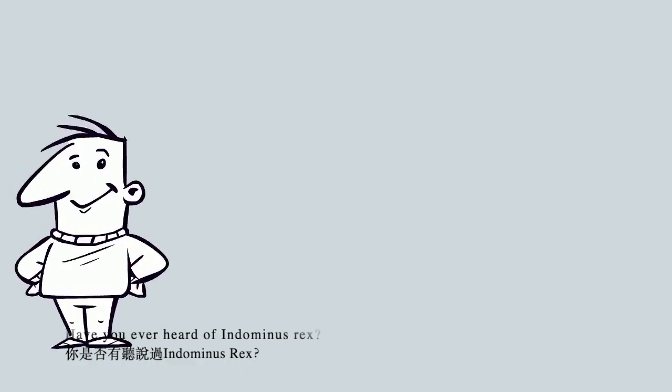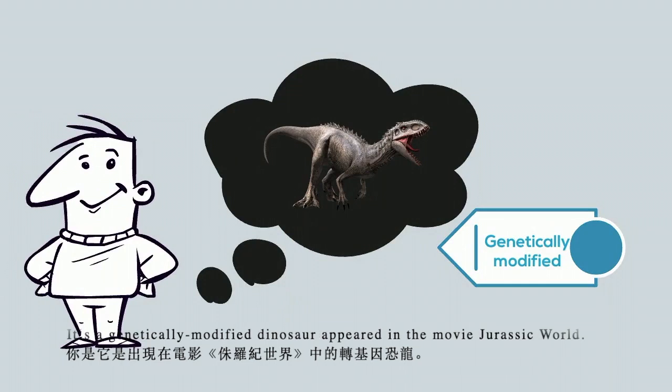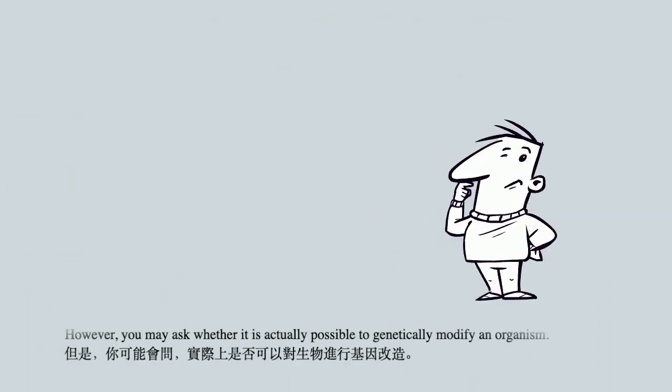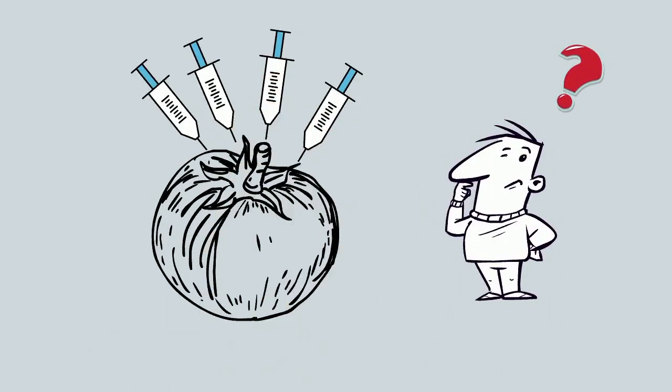Have you ever heard of Indominus? It is a genetically modified dinosaur that appeared in the movie Jurassic World. Obviously, it is only a fictional creature. However, you may ask whether it is actually possible to genetically modify an organism.